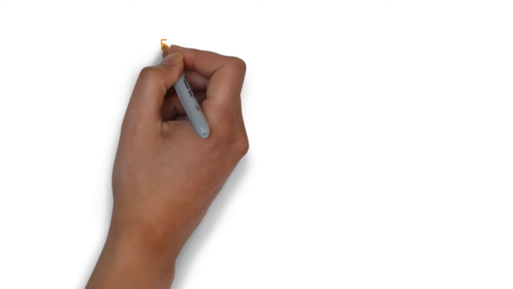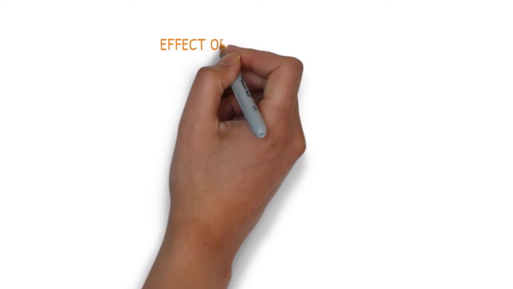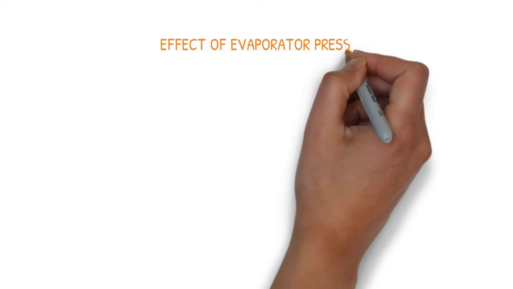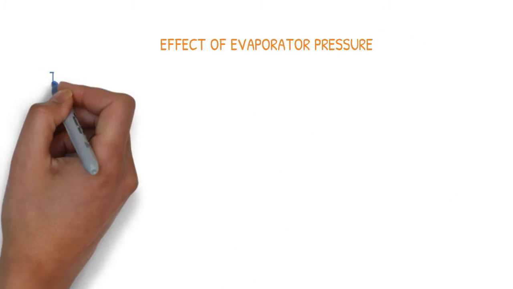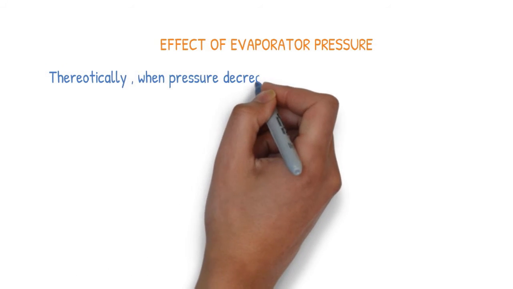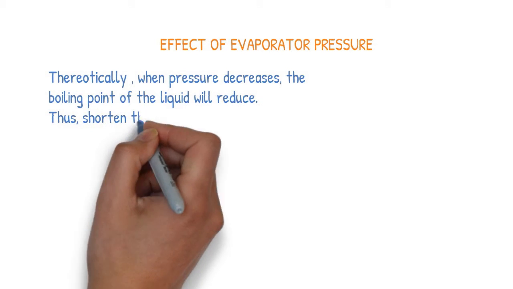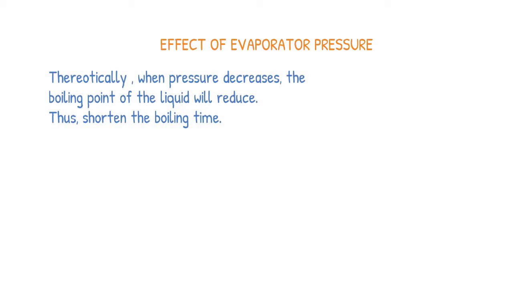So, for the second part of this climbing film evaporator, the effect of the evaporator pressure on the first bubble time and boiling time is understood. In theory, when the pressure of a liquid decreases, the boiling point of the liquid will reduce, and indirectly this will shorten the boiling time. This is from Geankoplis, 2003.